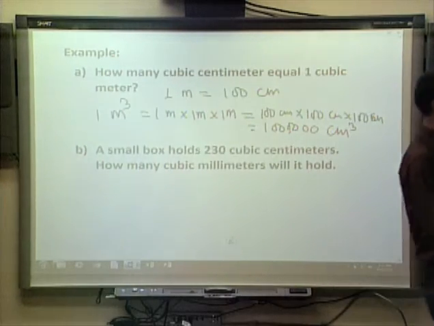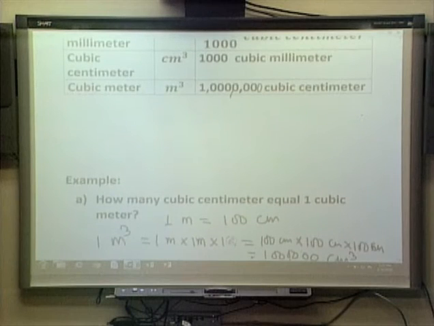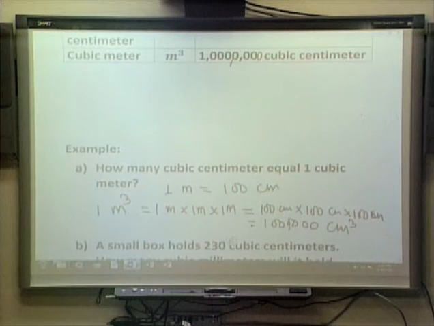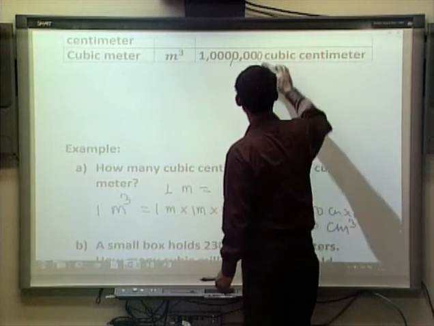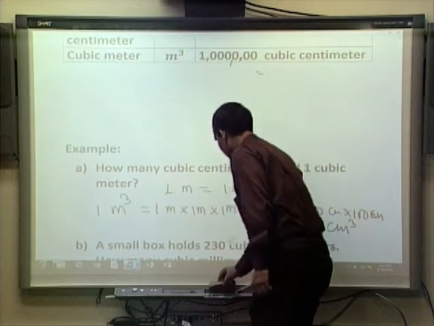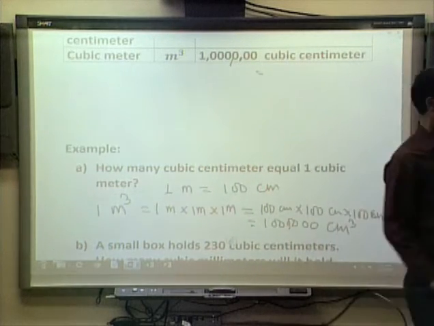I think I had the same thing in my previous table. 1 cubic meter is 1 million cubic centimeters, except this 0 I added, that's good. Okay.